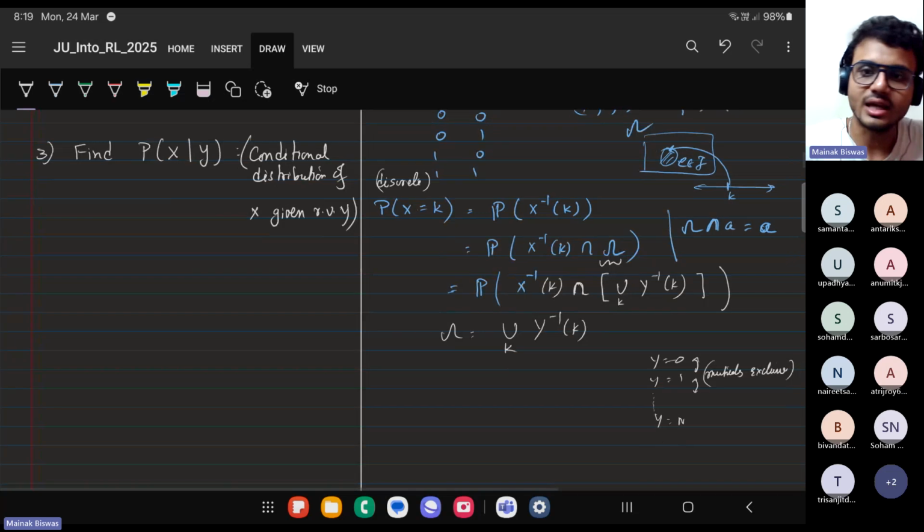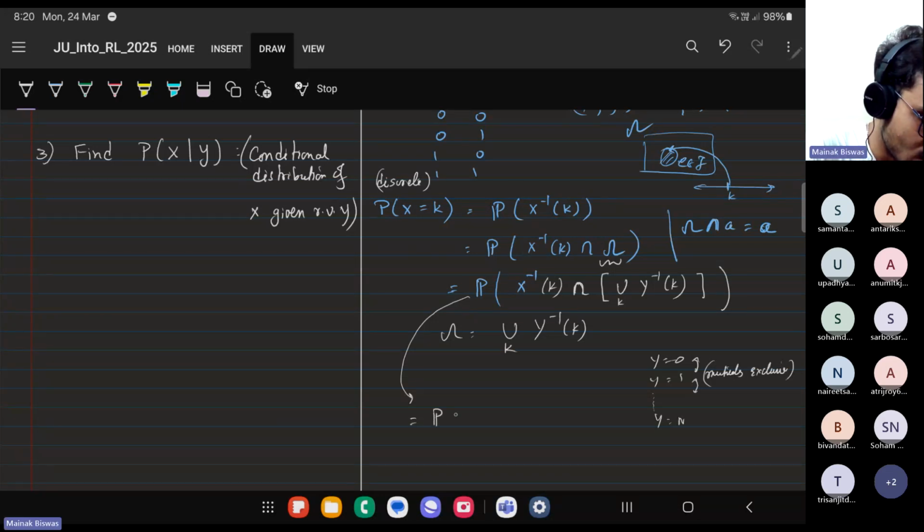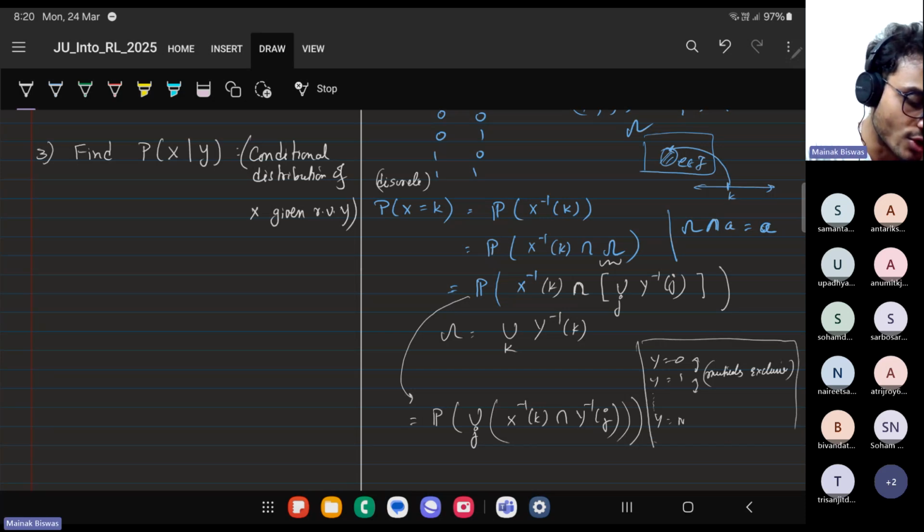Okay, so if that is the case, can I write this as, I just use the distributive property of intersections and unions and write this as probability of x inverse k intersection of y inverse k union over all k. This is, let us use different notation. Sorry, let us use j over here. I understand there is a confusion. Right? This is over j. Because all the outputs of y we have to sum over.